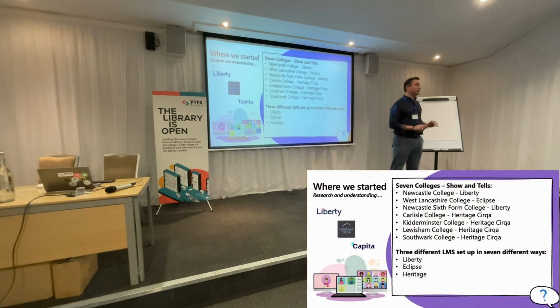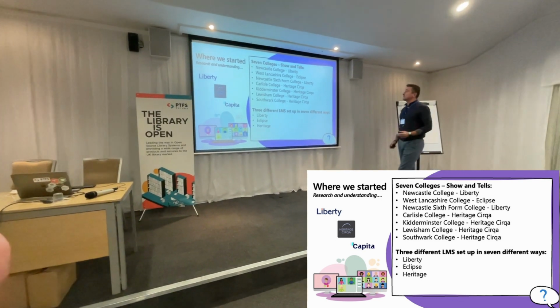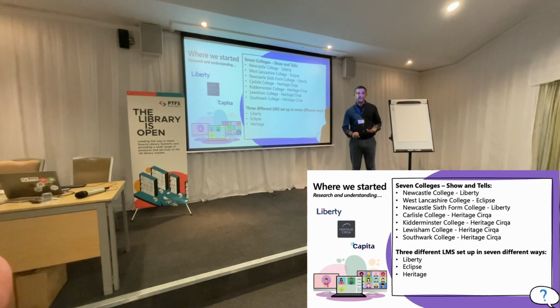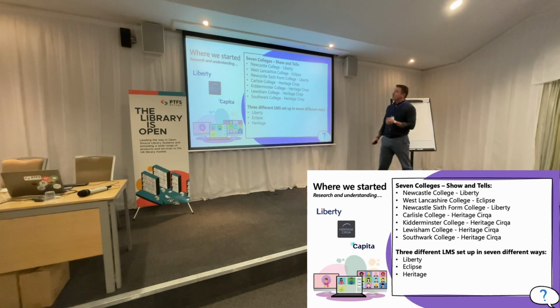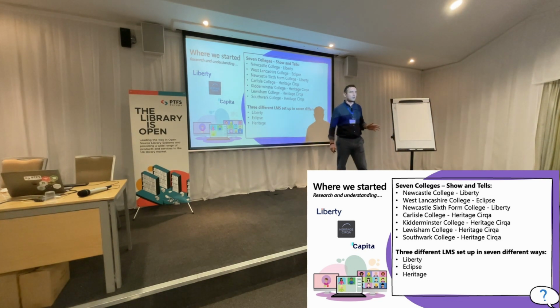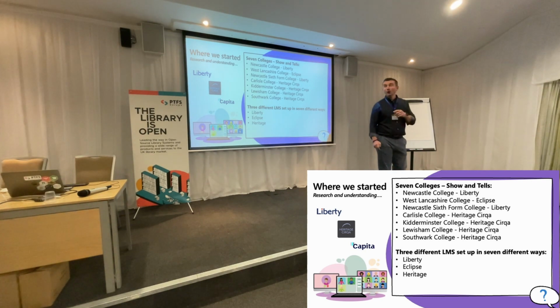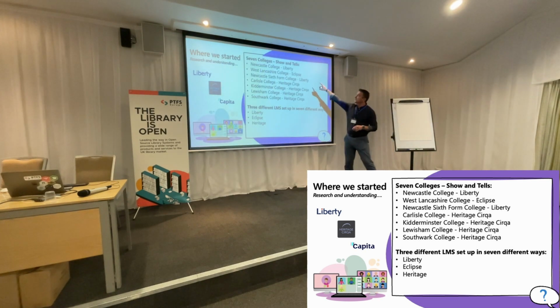Okay, so for those of you who don't know, or any that you do know, it's a little bit of a refresh. 7 colleges that sit under NCG. So we've got Newcastle College. Yes, I'm reading from the board, and I'm more than aware that you can read it yourselves, but I like to do this bit. So West Lancashire College, Newcastle Sixth Form College, Carlisle, Kidderminster and Southwark. So we're scattered all over the place. On that side, you see we've got different library systems.